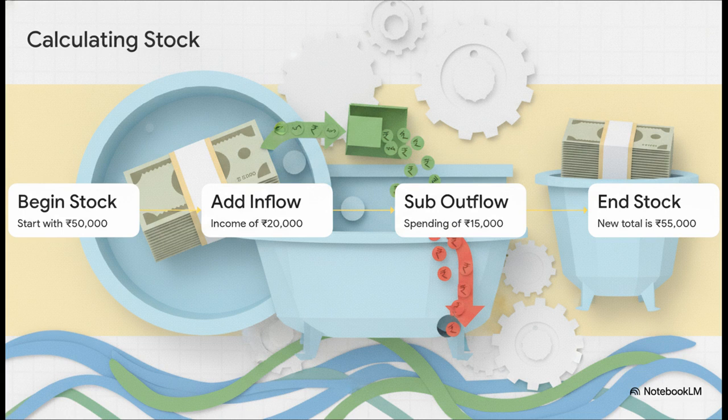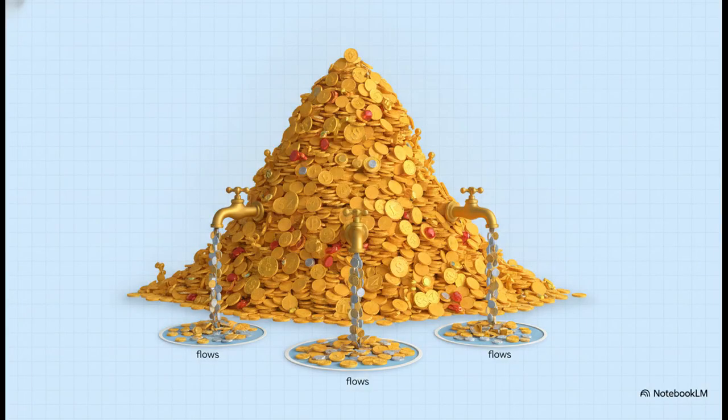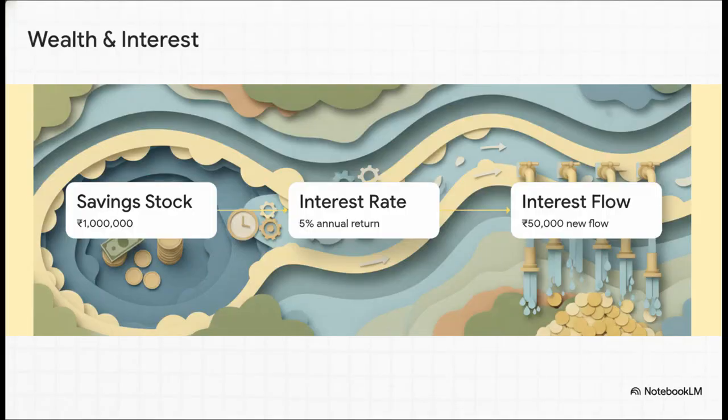So 50,000 plus 20,000 minus 15,000 leaves you with a brand new ending stock of 55,000 rupees. Your flow of savings actually accumulated to create a larger stock. But wait, here is the real aha moment. We just saw exactly how flows create stocks, but the relationship actually works in reverse, too. The stock you accumulate literally has the power to determine the size of your future flows. Let's look at wealth and interest income to see this feedback loop in action.